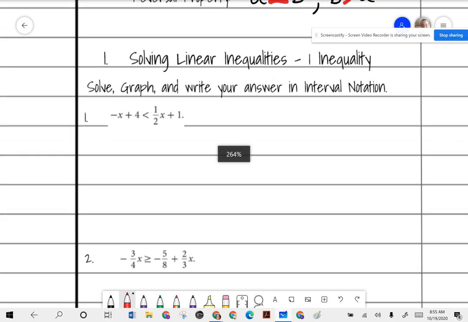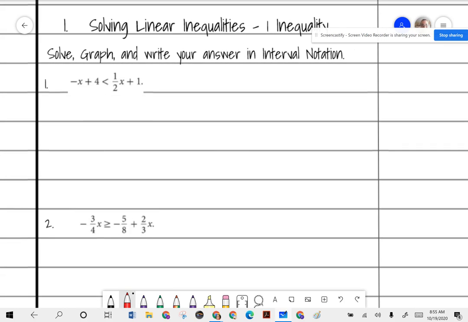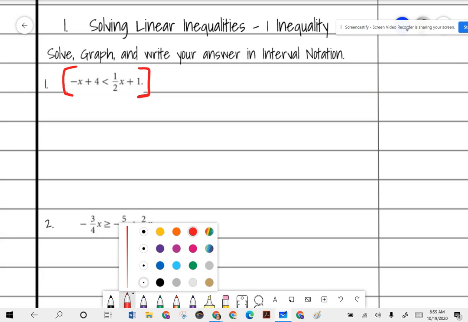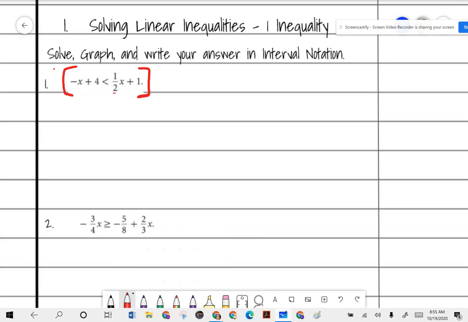Okay, let's take a look at number one. Notice here on number one, we are supposed to be solving, graphing, and writing our answer in interval notation. Well, one of the problems that we have here is that there are fractions. Now you can solve this with fractions, and that's fine, but I am just going to go ahead and get rid of all my fractions by multiplying by the denominator.